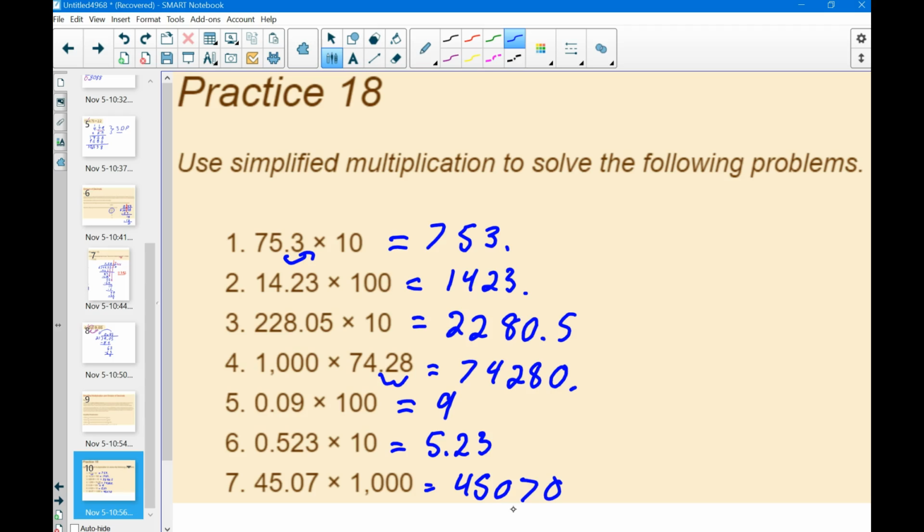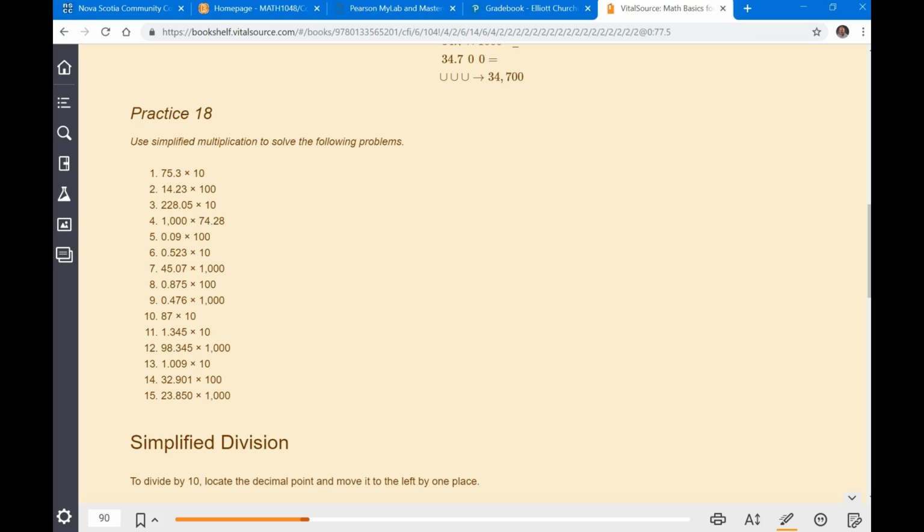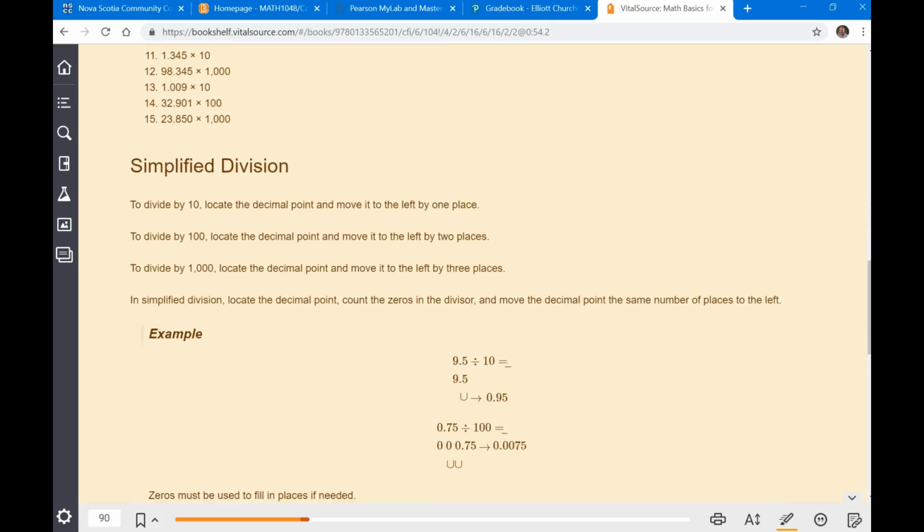Notice the decimal moves to the right. Think about it, it should make sense. If you're multiplying by 1,000, you should have a larger number. So that should make sense. So that's multiplication. Let's look at division. Simplified division.